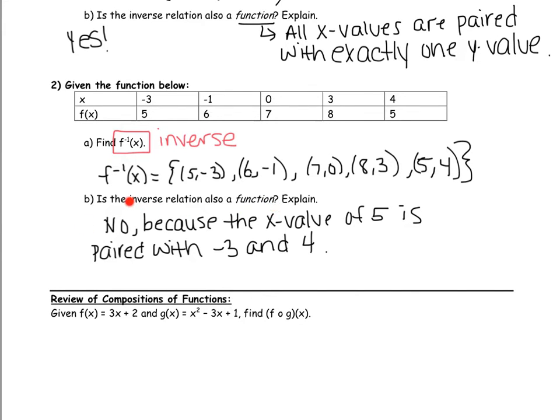My answer was no. And my answer is no because of these 2 points, here and here. Do you see how this x value of 5 is paired with this negative 3, and this x value of 5 is paired with 4? That can't happen. The definition of a function says every x must be paired with one specific y value. This 5 is paired with a negative 3, and this 5 is paired with a 4. So I said no because the x value of 5 is paired with negative 3 and 4.